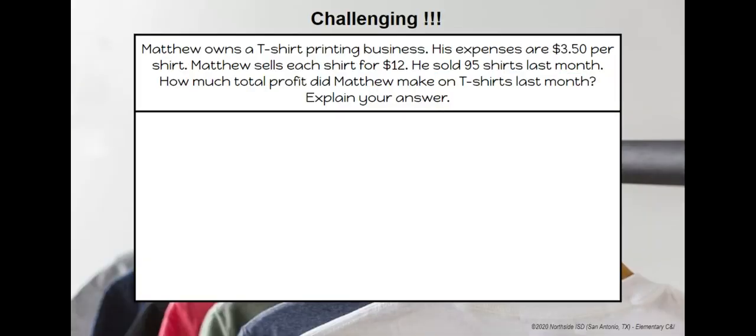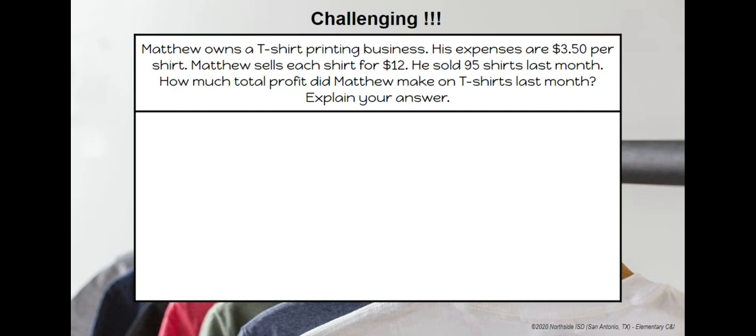Now, we're going to do another one. This one is a little bit more challenging, but it's the same concept. We're going to be using the same strip diagram, except instead of it being a one-step problem, we're just going to make it a two-step problem. Same strip diagram, same color coding, same process. We just had to add an extra step. So please make sure you have your pencil and paper, and we're going to do this next problem together.